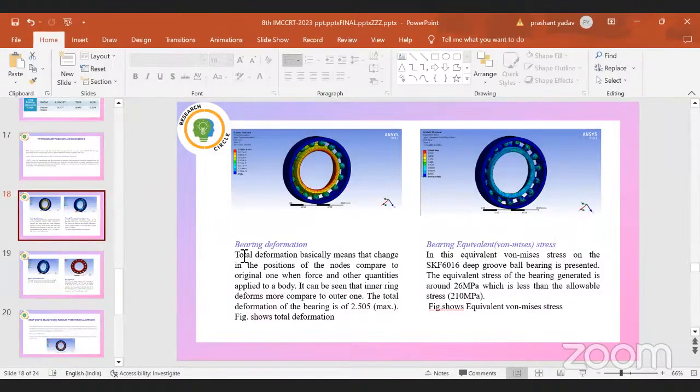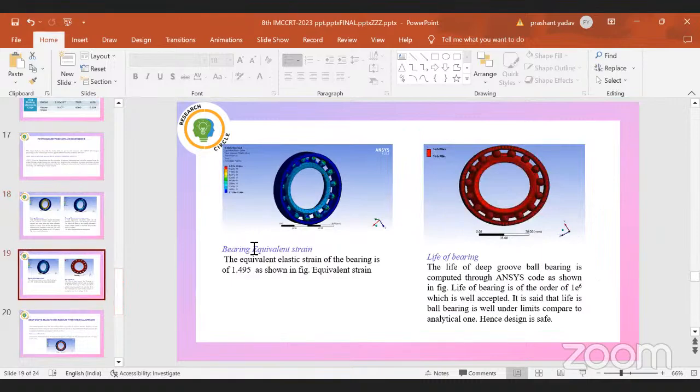Yes, sir, what deformation is coming? So, sir, the total deformation of the bearing is 2.505 maximum. Sir, the first photograph shows total deformation, and the second photograph shows the bearing equivalent von Mises stress. The equivalent stress of the bearing generated is around 26 MPa, which is lesser than the allowable stress of 210 MPa. And the third photograph is the bearing equivalent stress.